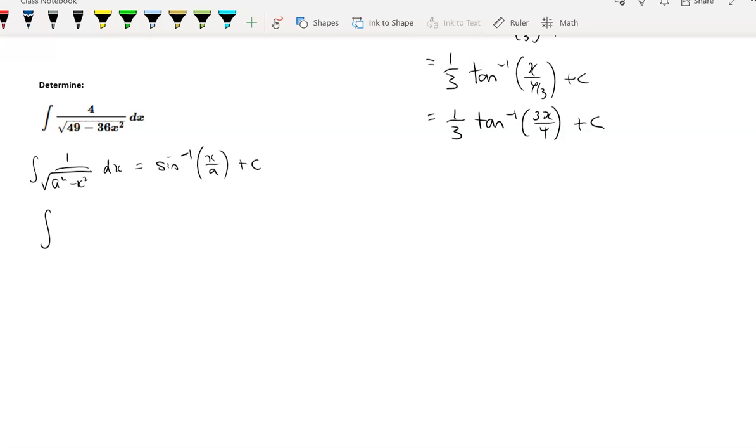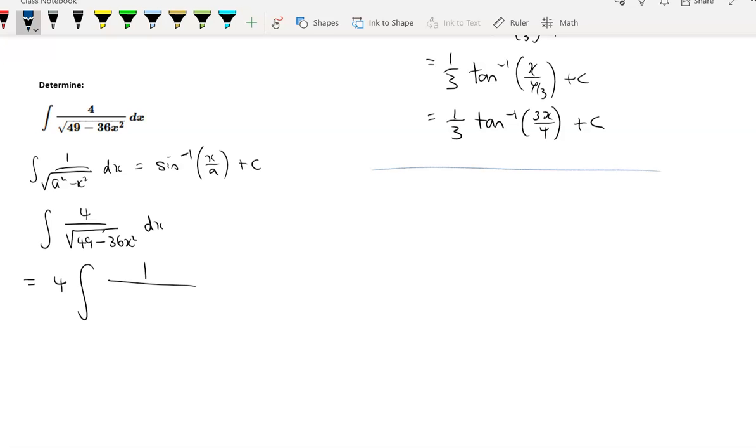So we've got the integral of 4 on the square root of 49 minus 36x squared dx. That's going to be equal to 4 outside of, okay, so we've got the 1 on the top. Yay, that makes things easy. So now we're going to play around with this 49 minus 36x squared. So let's just do that over here.